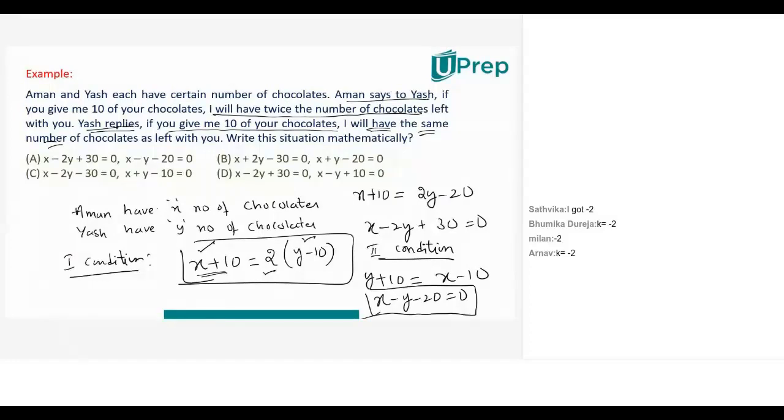So, what do you have? You have X minus 2Y plus 30 equal to 0, and you have X minus Y minus 20 equal to 0. So, what is the answer? Obviously, A is the option. Is this clear? Anyone have any doubt on this? Represent the two conditions separately. You can easily understand that. Is that good? No one has doubts. So go through it, please check it. If you have any doubt, let me know. Otherwise, we'll go for the next question.